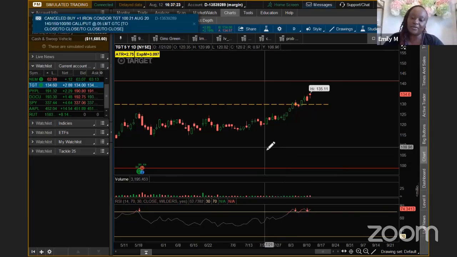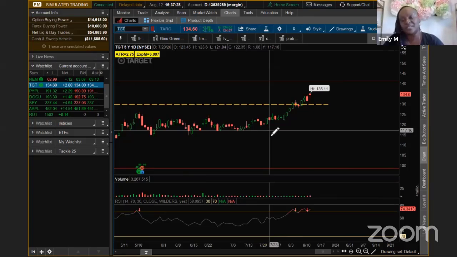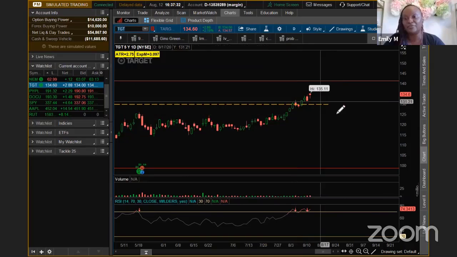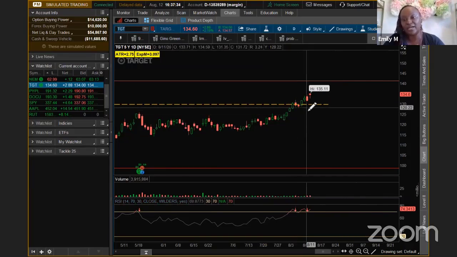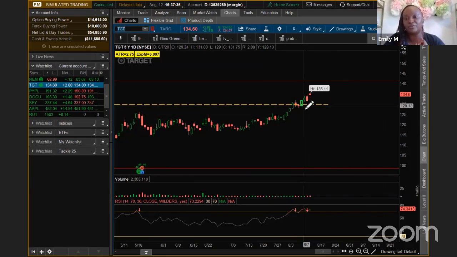As of Friday, the trade was profitable. I think there was probably about $75 or $85 already collected in premium from the trade as of Friday before it broke out. But once it broke out, you can see it broke out of 130 and it's been ripping ever since.